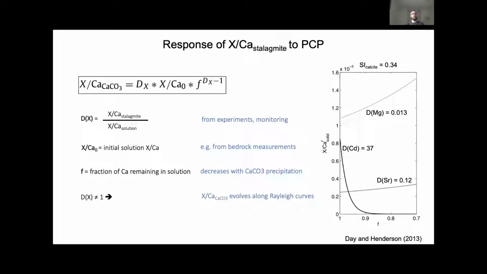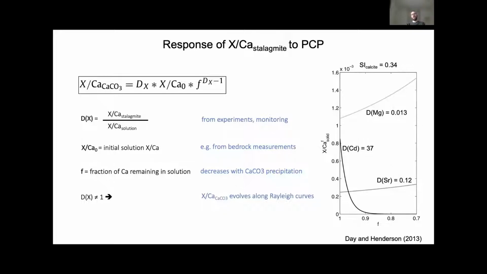In many cases, we have partition coefficients that are different from 1. As a result, the trace element to calcium ratio within the speleothem evolves along Rayleigh fractionation curves, which is what we have illustrated here on the right-hand side. It's a figure from the Day and Henderson 2013 paper, and I added it at the last minute just to help myself visualize the evolution and behavior of trace elements in speleothems with different partition coefficients. We've got magnesium at the top here. That partition coefficient is less than 1, and it's quite distinct from 1. As a result, it has a relatively steep slope, at least steeper than strontium, for example, where the partition coefficient is also less than 1, but less distinct from 1. And then we have these interesting elements such as cadmium.